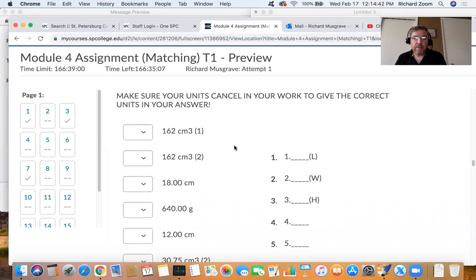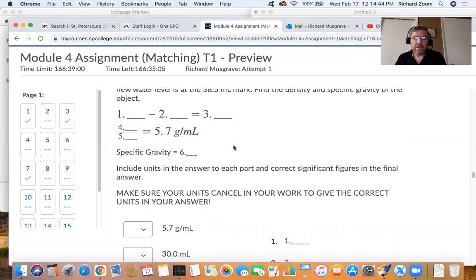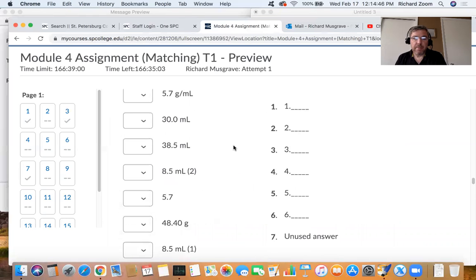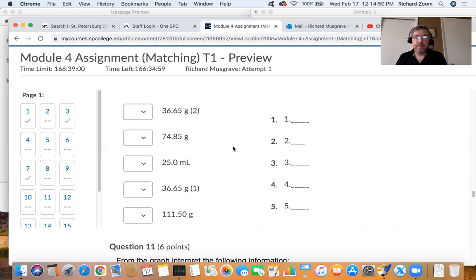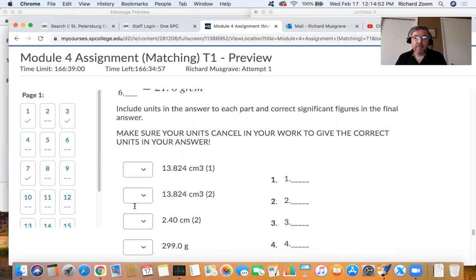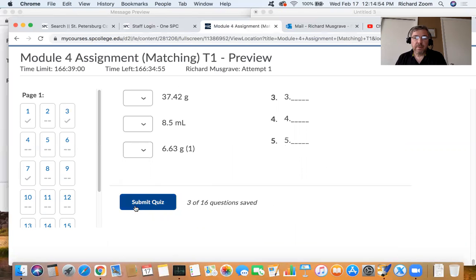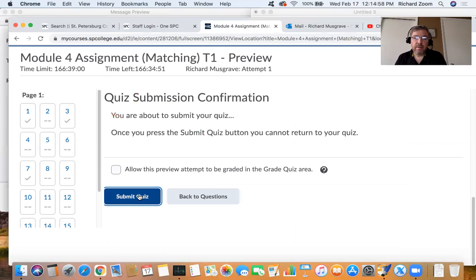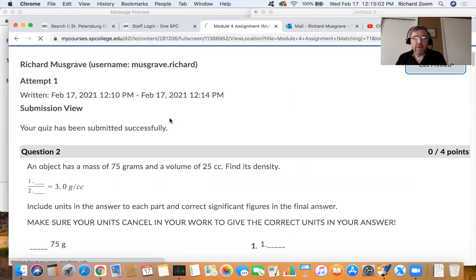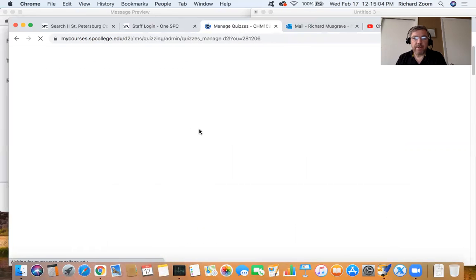And so that's how you would do the assignment, and there are similar problems here that you'll have to do as well. Okay, submit quiz here. And then I'm going to go back to show you the practice quiz.